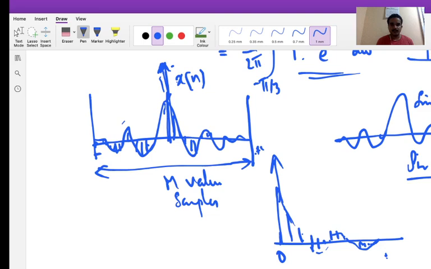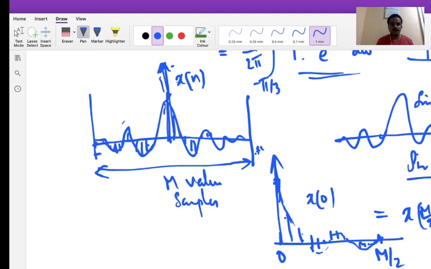So this is m value, this will be m by 2 value, and in this case the signal is not linear phase, because you know that if a signal is to be a linear phase FIR filter, this value, say x0 and x m by 2, these should be equal, and x1 and x m by 2 minus 1 should be equal, like that.